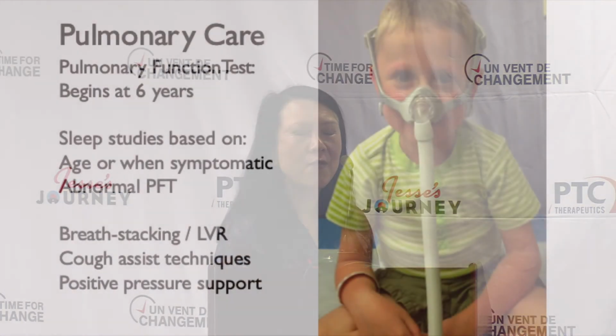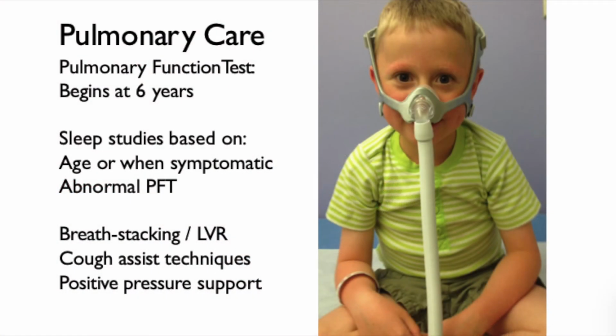We also advise that breathing function should be measured as early as a child can cooperate, and at 6 years that is usually our starting point. If there are symptoms to suggest that they're not breathing well on their own, as with sleep apnea, then we will start doing a sleep study earlier, or if there is a change in their breathing function with the pulmonary function test. There are strategies that can help with working and strengthening the breathing muscles, and that is called breath stacking or lung volume recruitment, which is a whole mouthful, so we call it LVR.